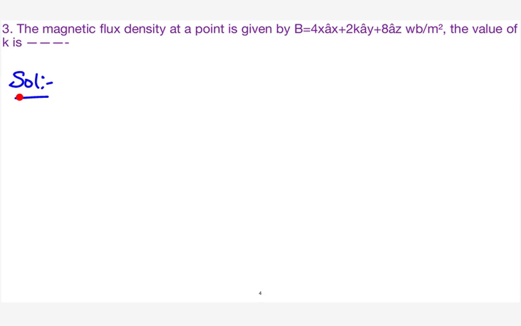So how to do that? We already know that for any magnetic field, the divergence of the magnetic field vector will always be 0. You can apply that and you will get the answer.